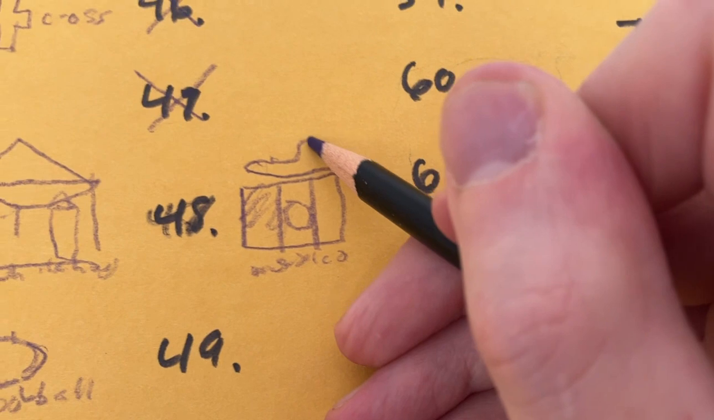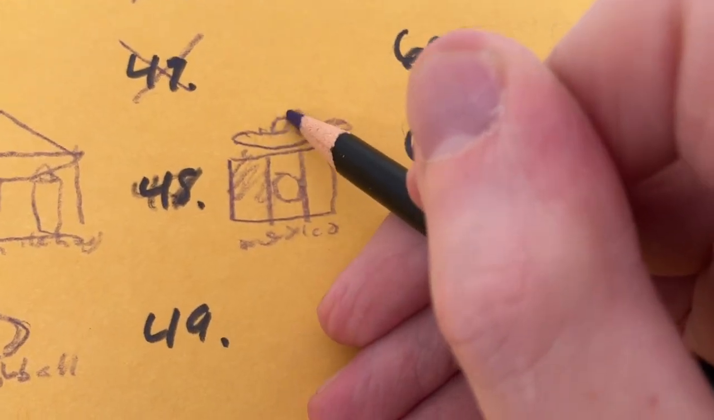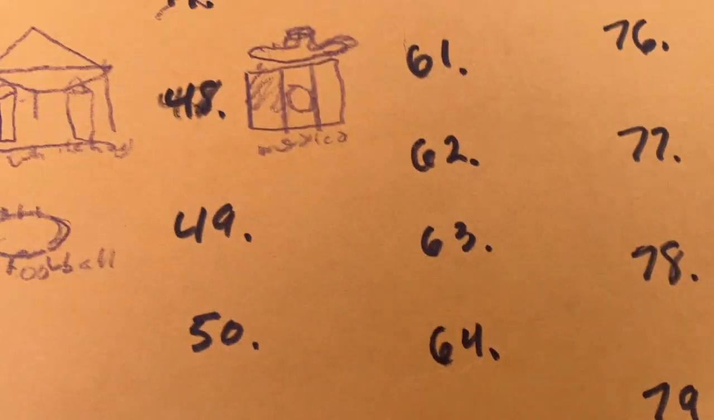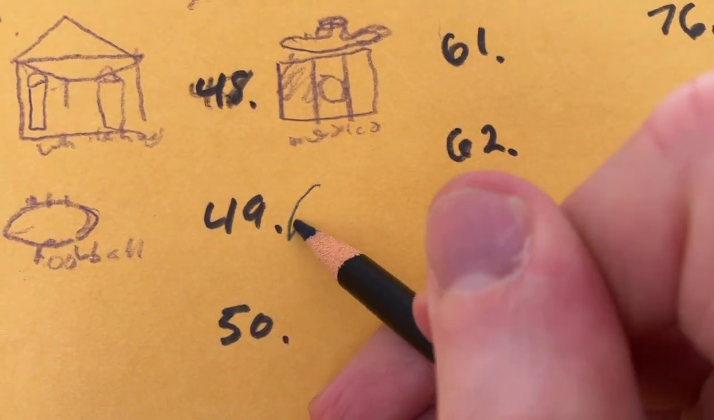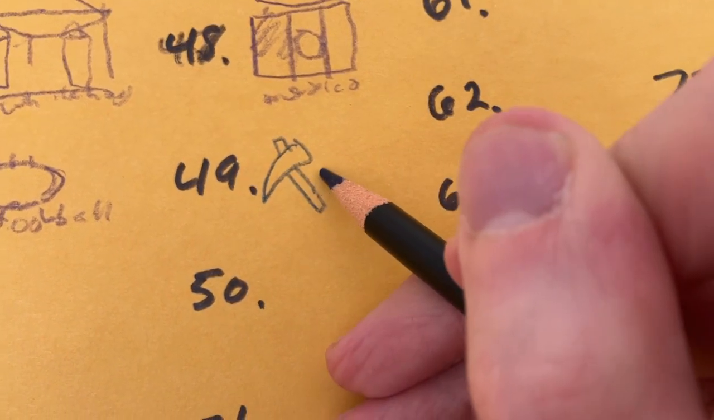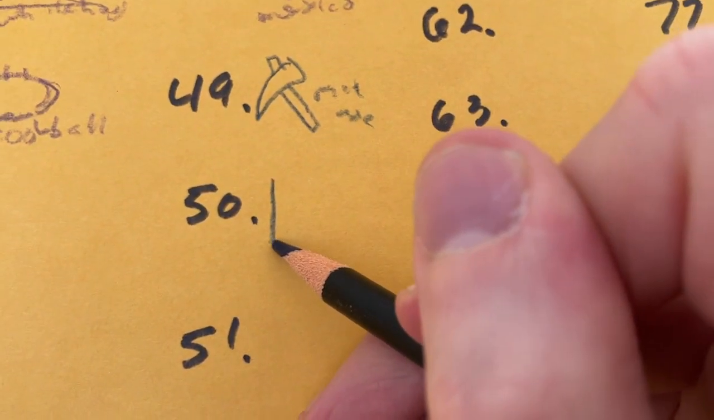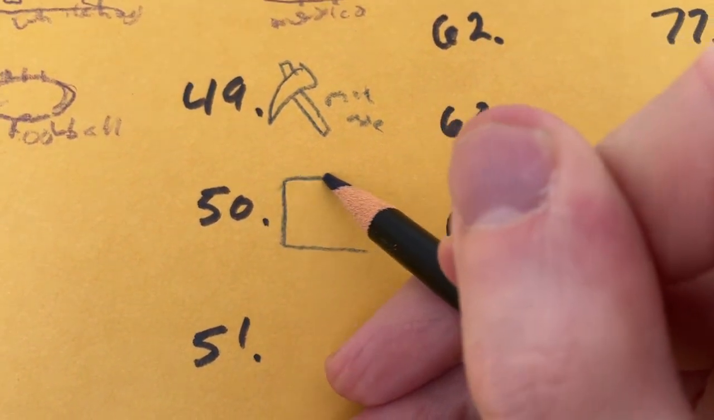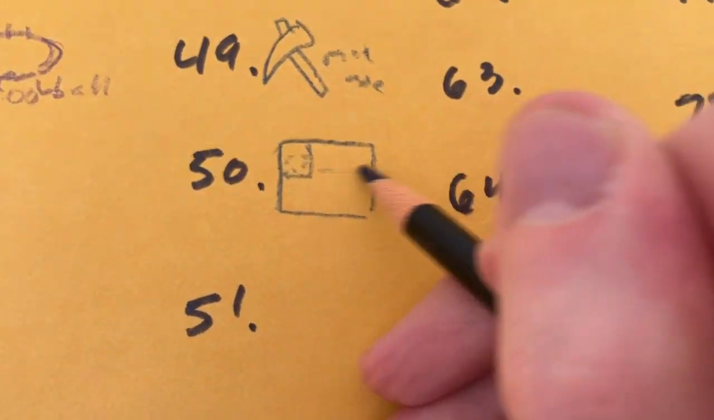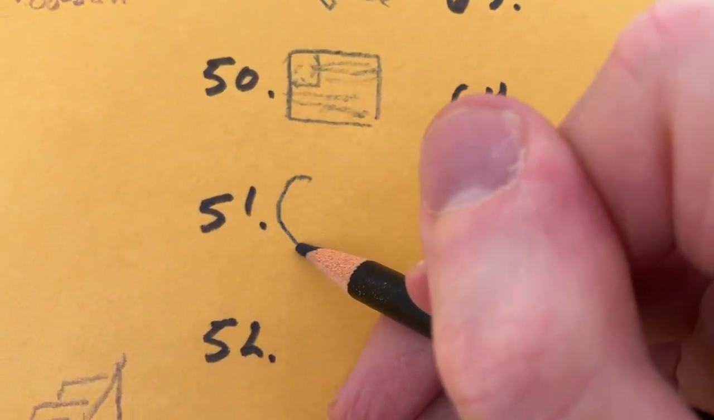I don't know how to draw a sombrero either. Gosh, my drawings are awful. Is that the best I can do? Yep, that's the best I can do. For 49, I put a pickaxe for miner 49er. For 50, I put the U.S. because there's 50 states in the Union. Okay, for 51, I put an alien or extraterrestrial because of Area 51.